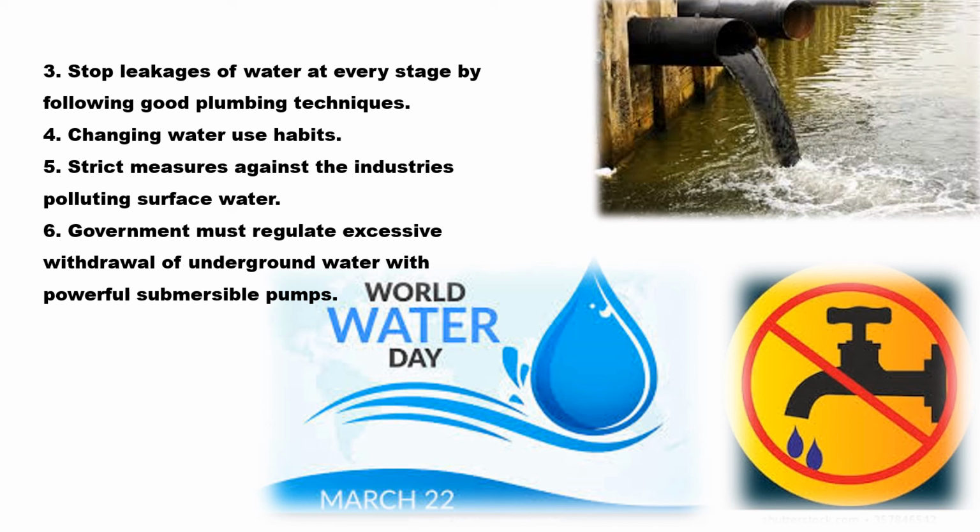The groundwater level is being entirely depleted, and the government must regulate excessive withdrawal of groundwater with powerful submersible pumps. In many houses, the pumps that are submerged into the land are very effective: 1 HP, 2 HP, 3 HP pumps. The higher the HP, the higher the amount of water brought up from under the earth to the tanks. So the government must regulate that only a certain amount of powerful submersible pumps must be used.